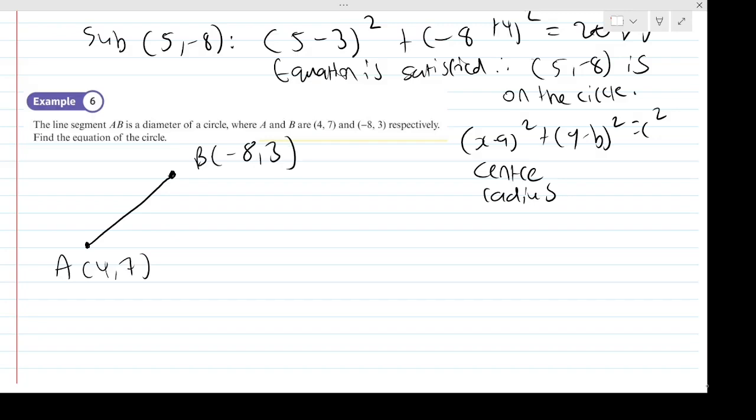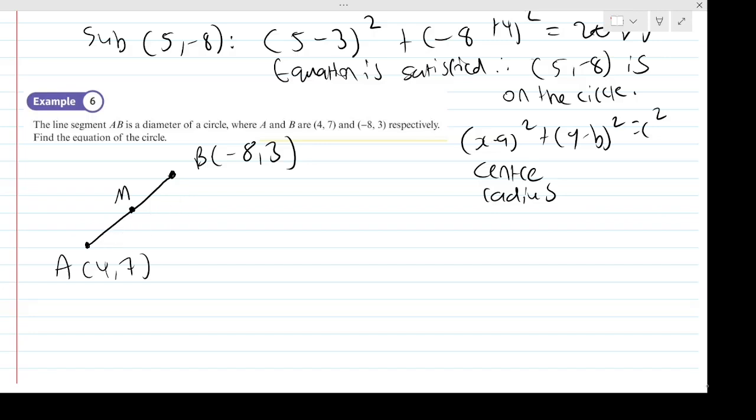Now what we're also told is that AB is a diameter. Now remember last time we looked at if we had a diameter, the midpoint of the diameter must be the centre, okay? So we call that M for the midpoint. The centre is the midpoint because it's a diameter. Think about halfway through the diameter is at the centre, right? Because the midpoint splits it into two radii, okay? And remember, the diameter has two lots of a radius.